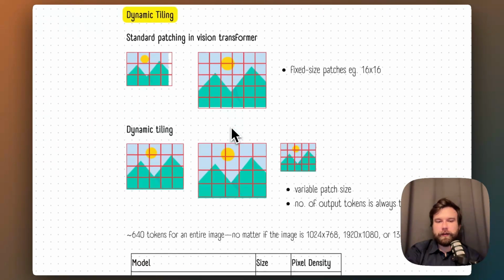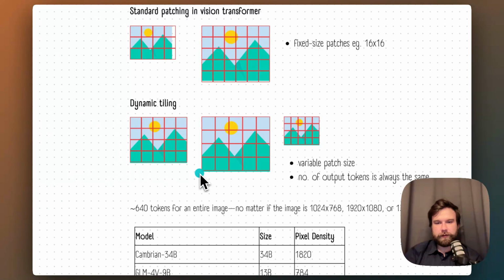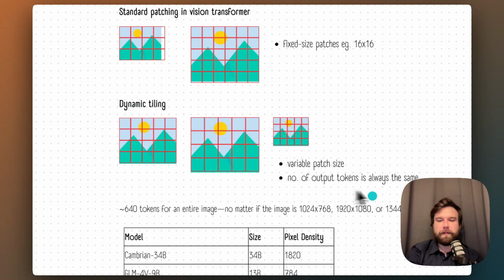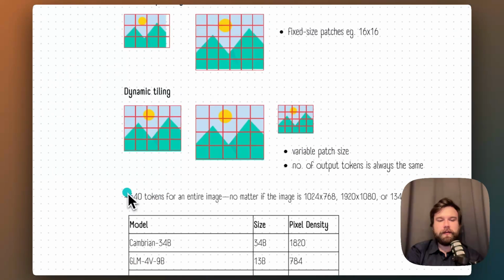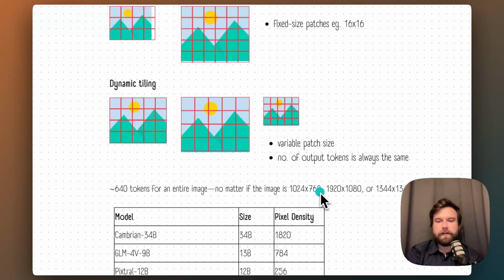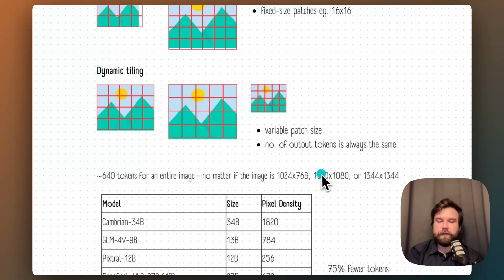But in dynamic tiling, the number of patches is constant. So if we have a smaller image, then we have a lower resolution of the patches. And if we have a larger image, we have a higher resolution of the patches. So we have variable patch size, but a fixed number of output tokens. And in this architecture, they used 640 tokens for the entire image, no matter what the size. So if we have a higher resolution, lower resolution, if it's a square, if it's horizontal, vertical, doesn't really matter. We always get 640 tokens per image.